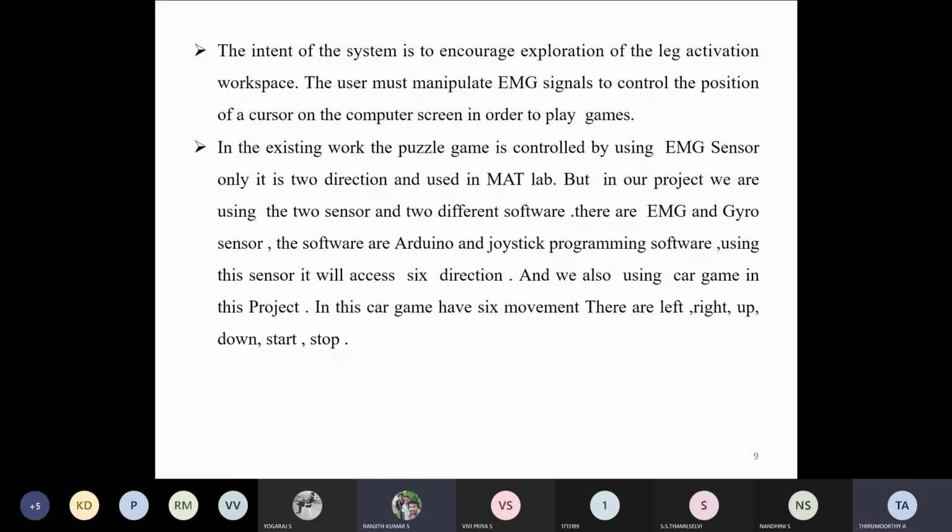In the existing work, the puzzle game is controlled using an EMG sensor only, in two directions, and used in MATLAB. But in our project, we are using two sensors and two different softwares. The sensors are the EMG sensor and the gyro sensor, and the software are Arduino and joystick programming software. Using these sensors, it can access 6 directions, and we are also using a car game in this project. In this game there are 6 movements: left, right, up, down, start and stop.